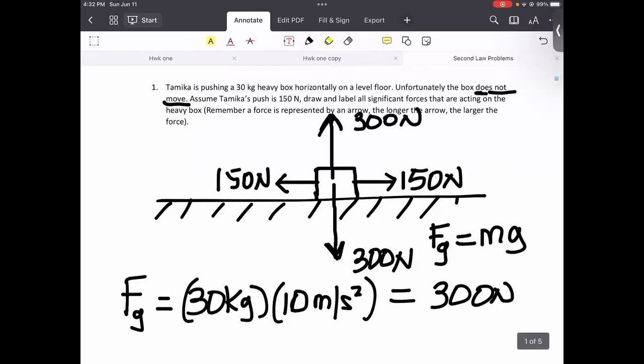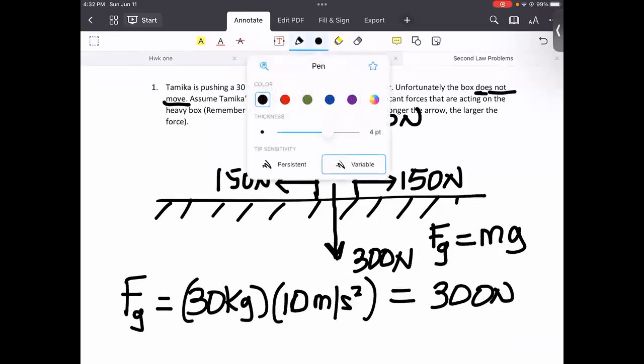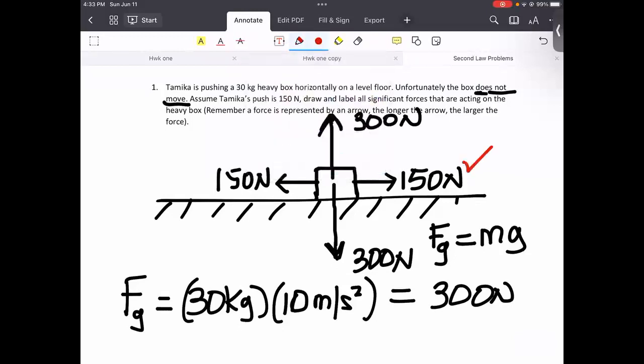So let's see if we have answered the question fully. Well, there is the pushing force that Tamika is pushing, and we understand that the box does not move. That means there has to be a balanced force. And we were able to know that the amount of frictional force is 150 newtons. We are done in the x direction. For the y direction, we know for sure there has to be the force of gravity, and we were able to get the 300 newtons here, which is pulling downward.